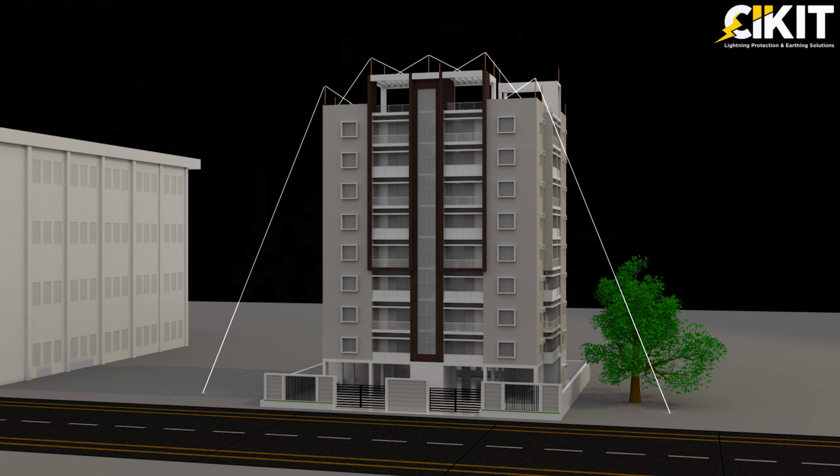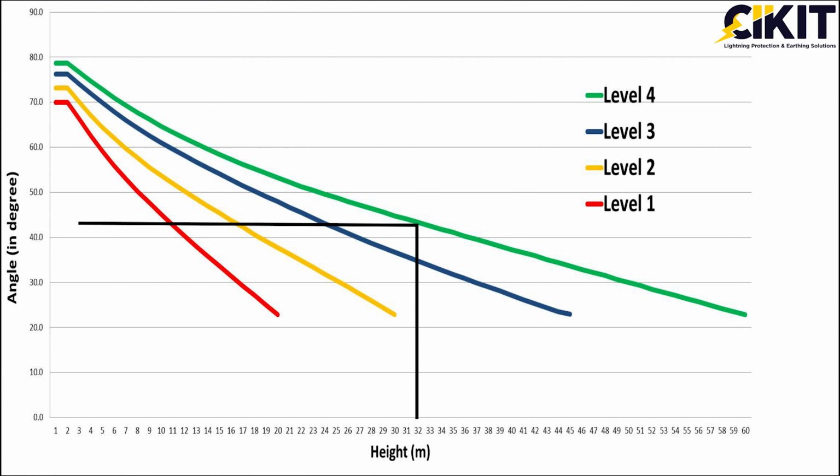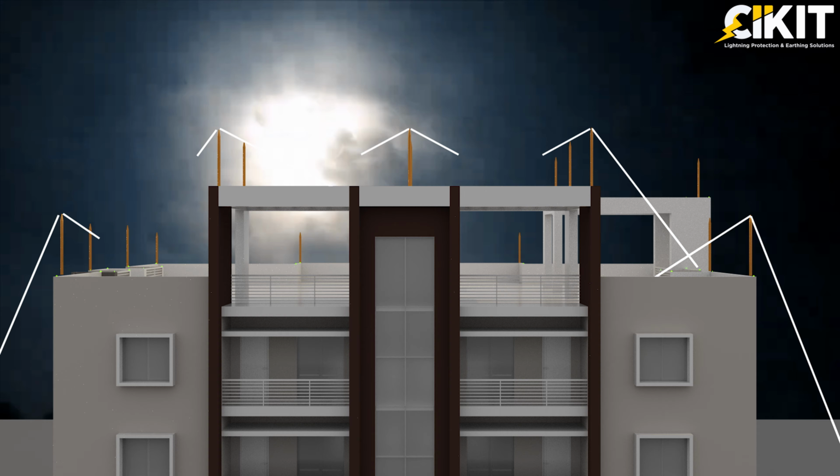The radius of protection of the air terminals with respect to the reference plane shall be calculated by using the graph provided by IEC 62305 Part 3. The angle for heights 32 meters and 2 meters shall be obtained by extending a line up to the level 4 curve from the corresponding heights on the PAM graph provided by the standard.